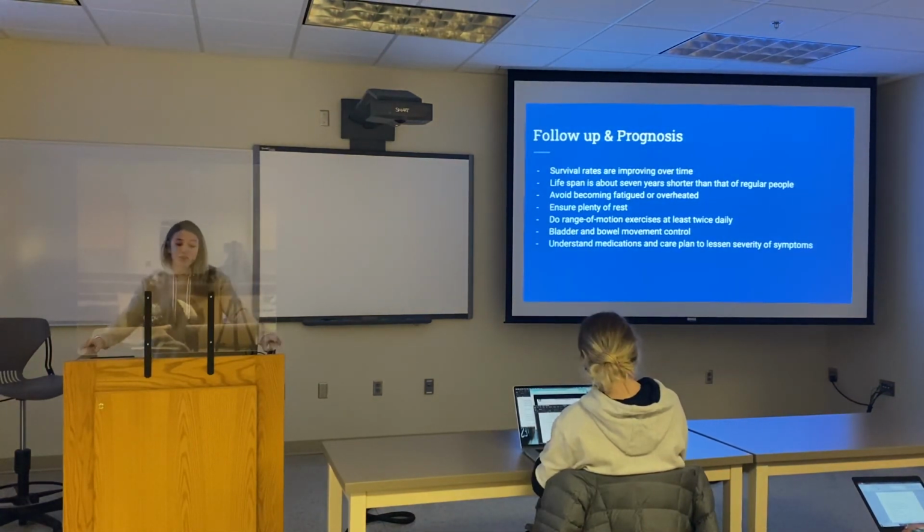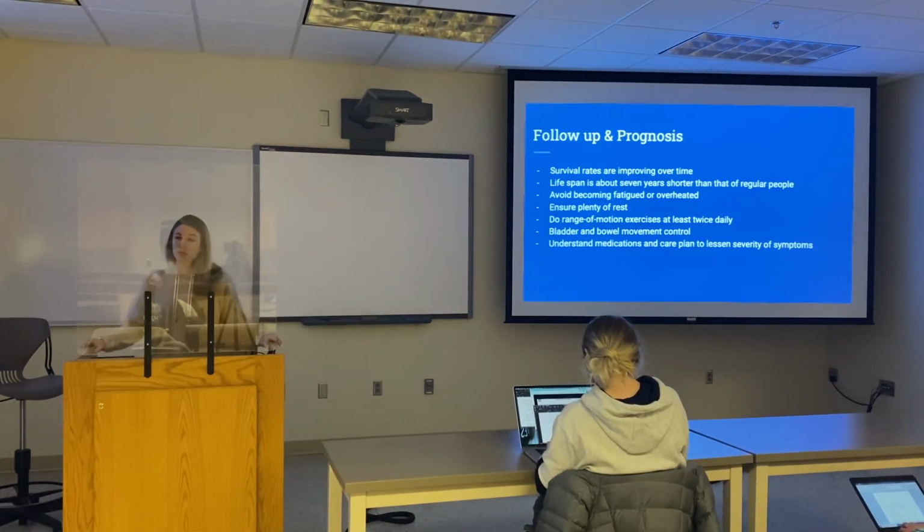Fortunately, survival rates for people with MS are improving over time. On average, the lifespan is about 7 years shorter than that of regular people. With your relative's MS, we want them to understand the need to avoid becoming fatigued, overheated, and to get plenty of rest. This will protect them against any big flare-ups in their symptoms, which is what we are trying to avoid. It's also important to complete the daily range of motion exercises that we have showed you, just to keep your body moving.